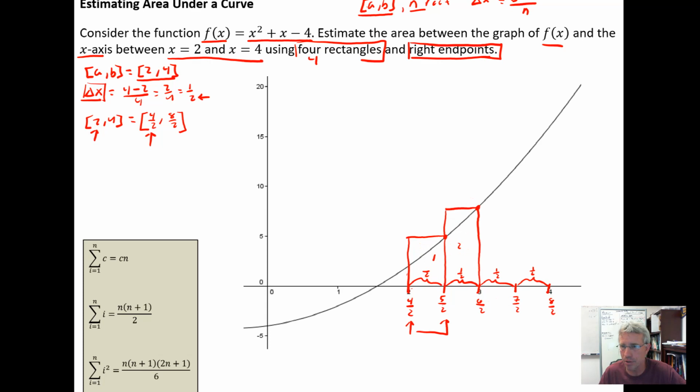Now from the 6 halves I go to 7 halves. I draw a line straight up to the curve. I want that point on the curve. I draw over to the left and down to the previous point, making my third of 4 rectangles.